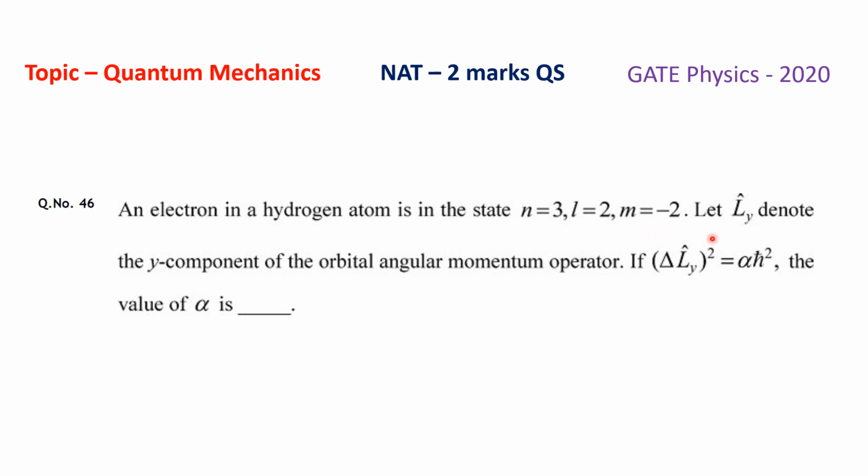Let Ly cap denote the y component of the orbital angular momentum operator. If (ΔLy cap) whole square equals α ħ square, then the value of α is, so we have to find the value of alpha in this equation. Let us see how to solve this problem.